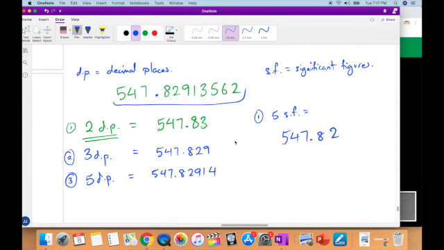Now, when we're talking about decimal places, we're talking about after the point. So after the point is where you're counting your decimal places. However, when we're talking about significant figures, you're going to consider the whole number. The whole number is most important. So you want to make sure that you get the full whole number first, 547. So you have 3 significant figures there, and now you know you want 5 significant figures, so it's 2 more.